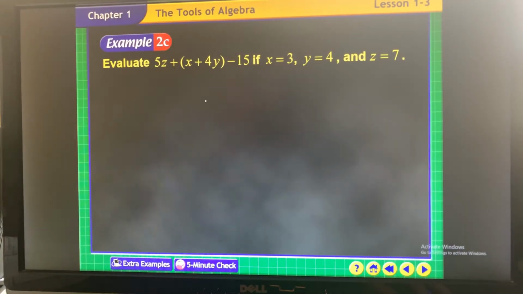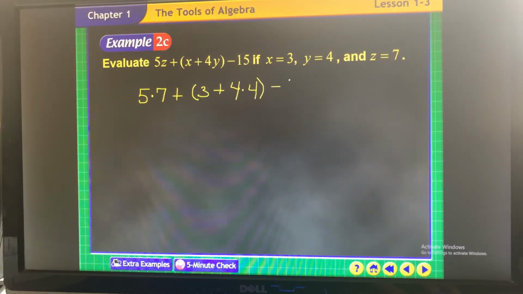As you notice, when we go a little bit deeper into the slides, it always levels it up slightly. Looks scarier than it is. Just keep that in mind. Just remember that. 5 times z, which is 7, plus 3 plus 4 times 4 minus 15. So think of the order that you're going to do things. You want to definitely do your multiplication. You want to work inside this parentheses.